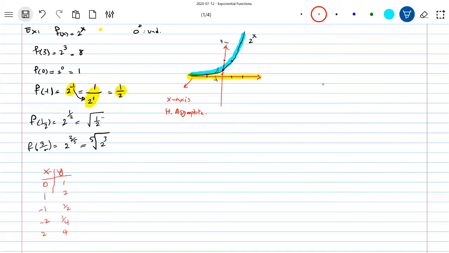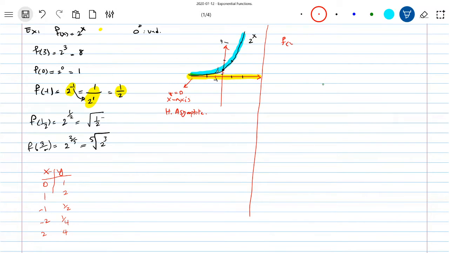What is the equation of the x-axis? It is basically y equal to 0. Sometimes they ask you for the asymptote. In this case, there's a horizontal asymptote, which is basically the x-axis. And one more thing you should notice is that you can graph other types of functions based on 2 to the power x.